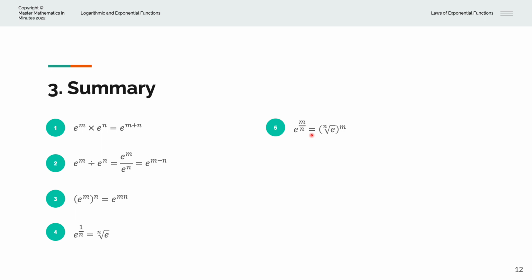And the fifth law states that we're able to write the nth root of e to the power of m as e to the power of m divided by n. And the sixth law states that e to the power of 0 is equal to 1. And the seventh law states that we're able to write 1 divided by e to the power of n as e to the power of minus n.